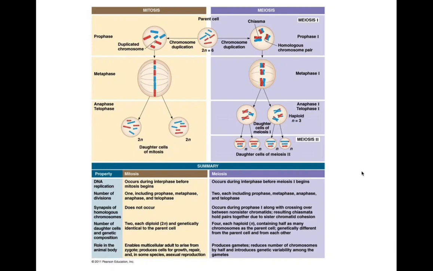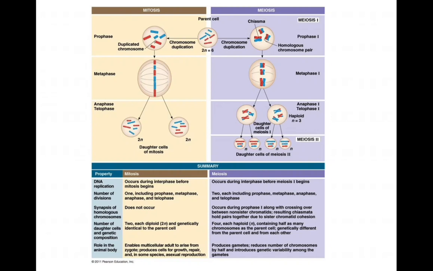So to summarize what goes on in mitosis and meiosis, you're going to have DNA replication occur during interphase. Mitosis only undergoes 1 division. Meiosis is going to undergo 2 divisions. There is no synapsis of homologous chromosomes in mitosis. You don't have homologous chromosomes. You only have 1 chromosome.